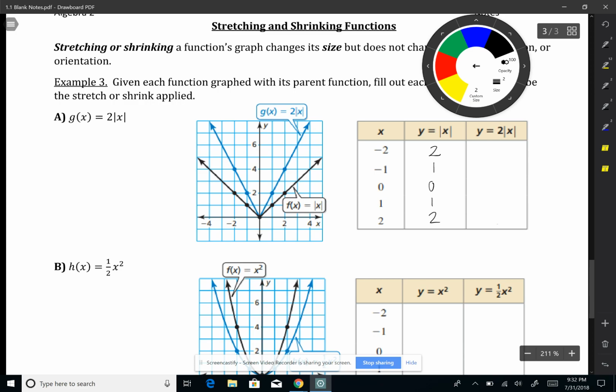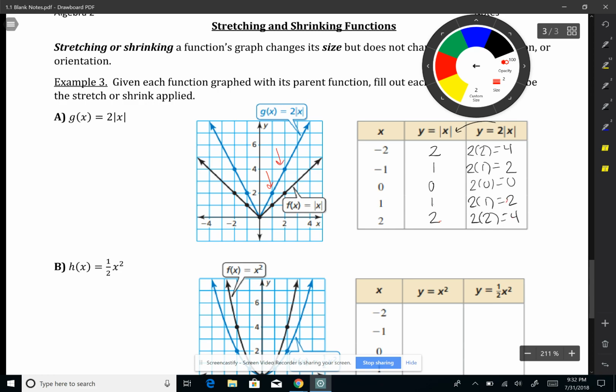Now, what happened to those points if I put a 2 in front of the absolute value of x? What it means is I'm taking this 2 and multiplying it times this column. So 2 times 2 is 4, 2 times 1 is 2, 2 times 0 is 0, 2 times 1 is 2, and 2 times 2 is 4. Which are plotted here. 0, 0. You can look here: 1, 2 and 2, 4.